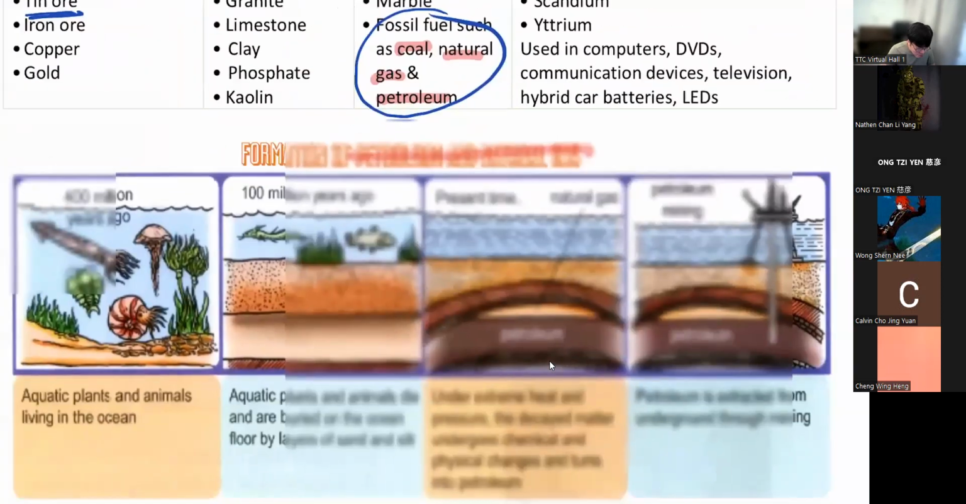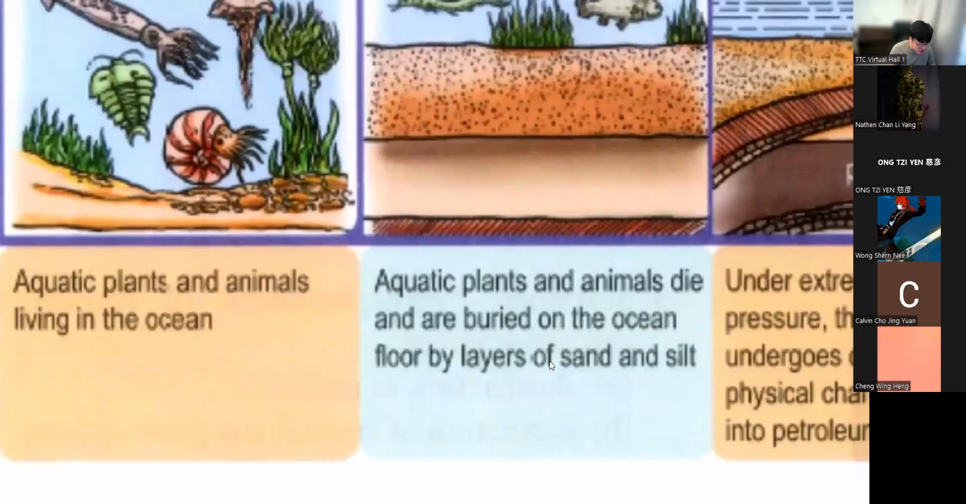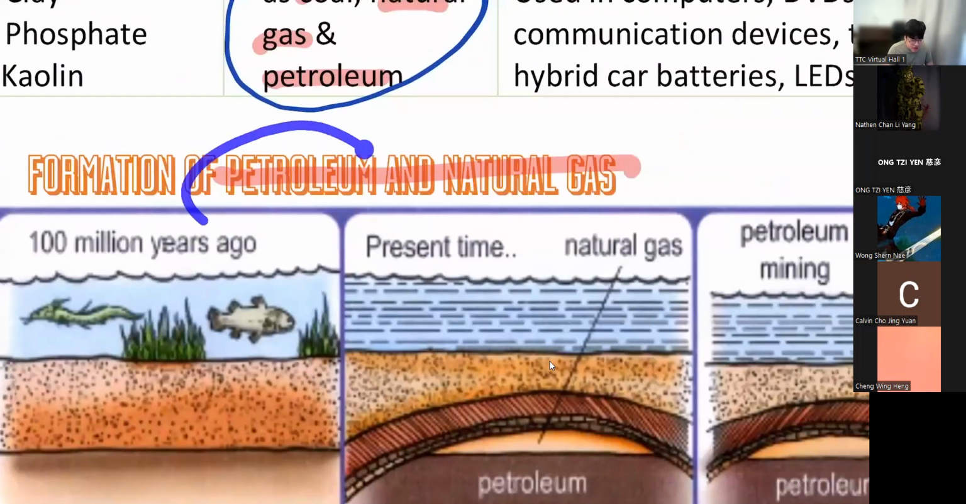So anyway, what happens? Petroleum and natural gas are from aquatic plants in the ocean. All your petroleum comes from sea animals. That's why most petroleum you get from the sea.